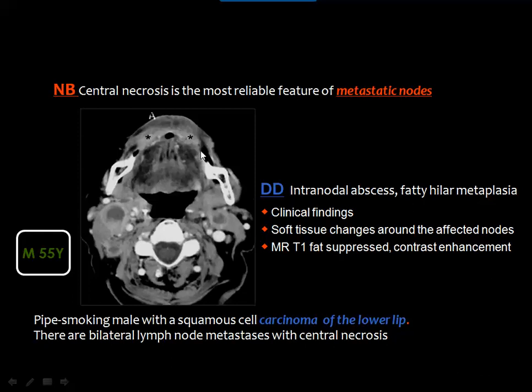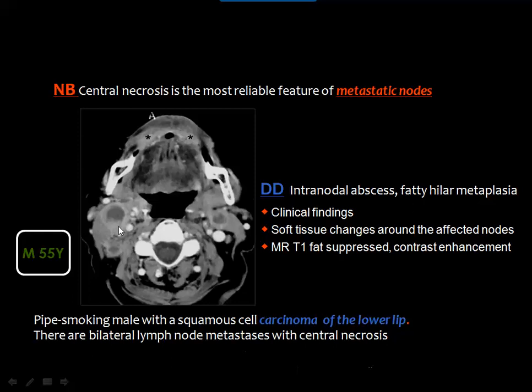In this case, the asterisk shows an enhancing mass, and this mass is a neoplastic lesion affecting the lower lip, and here you can see bilateral necrotic nodes, especially on the right side. They are large, and this is the usual appearance of metastatic nodes.